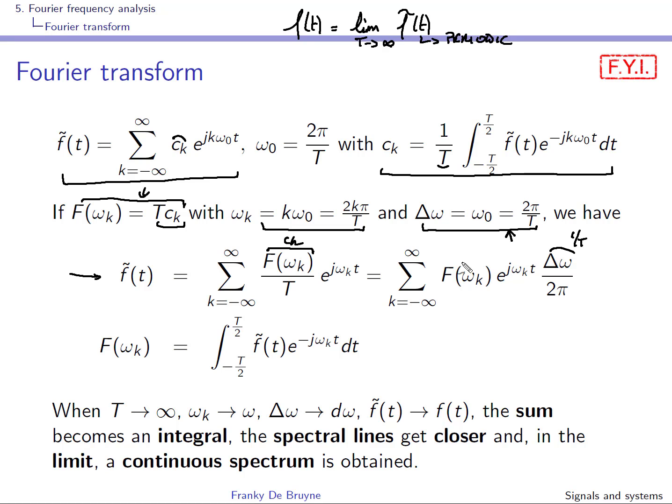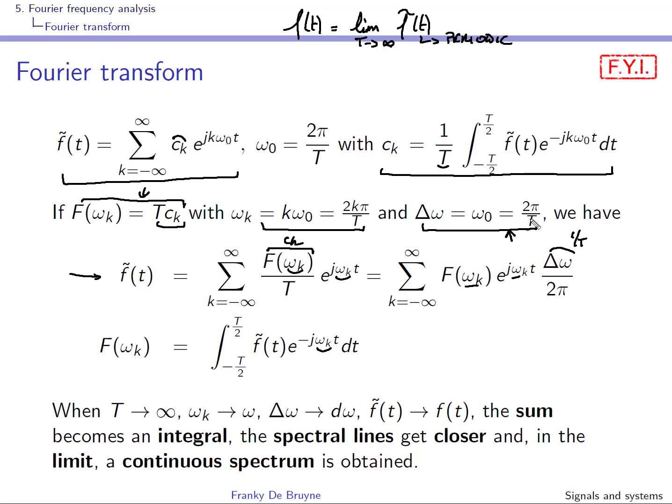And what we have done is replace k omega 0 with omega k. We've done it here, here, here, and here. T times c k, that's my F, is this integral that you've got over here. We just got rid of the 1 over T, and k omega 0 has become omega k. So we see that when T tends to infinity, f tilde tends to f, but we see also that delta omega will be becoming infinitely small.